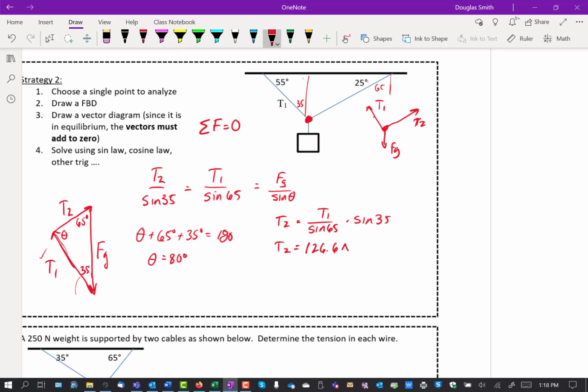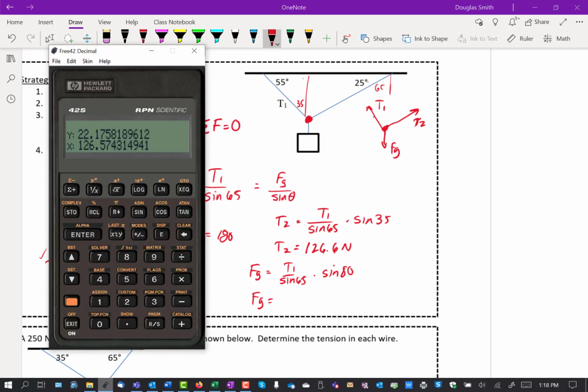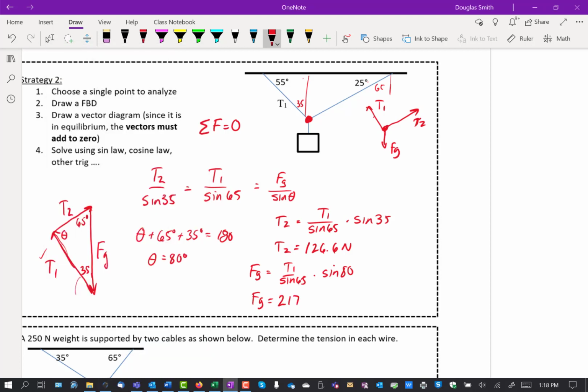That's good. And then I'll solve for FG. FG is T1 over sine 65 times sine theta, so sine 80. 200 divided by sine 65 times sine 80. I get 217. Sweet, same answers as before. So in this one, it's probably a little bit easier to use the sine law if you're comfortable with that.